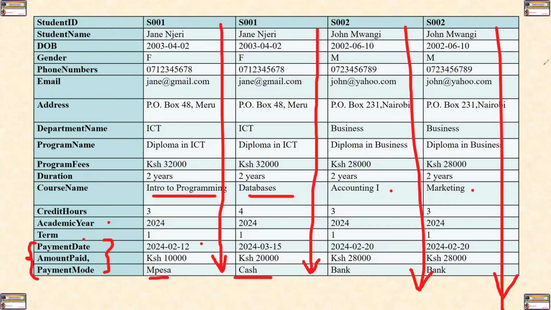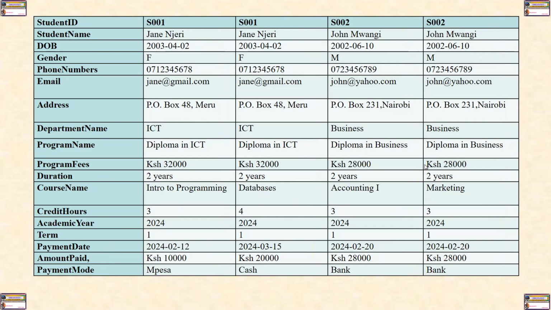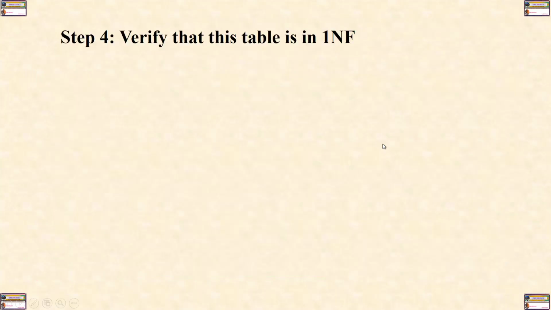So my dear students and the rest of the learners, as you can see, when we are normalizing our table to the first normal form, you find there's a lot of repetition, and our table has expanded. There's a lot of redundant information, a lot of duplication or repetition of the same information from one record to the other.